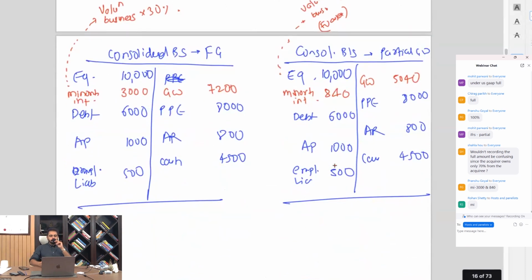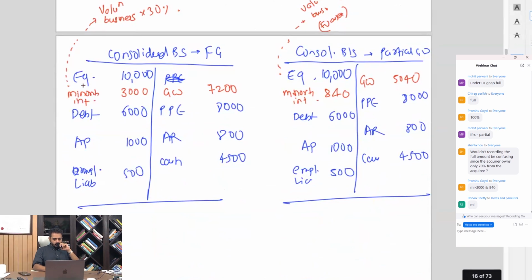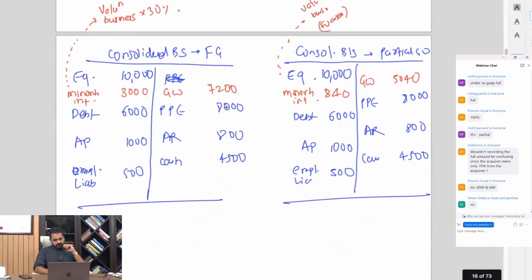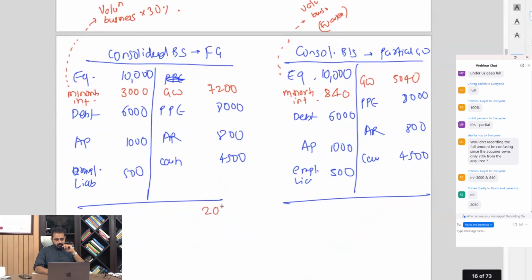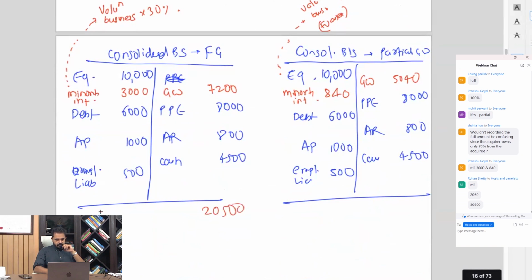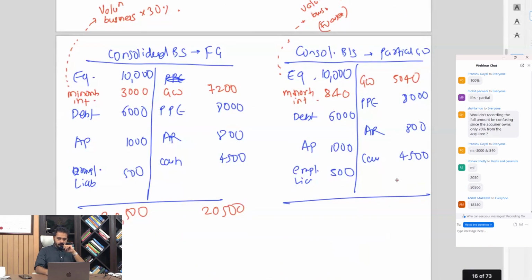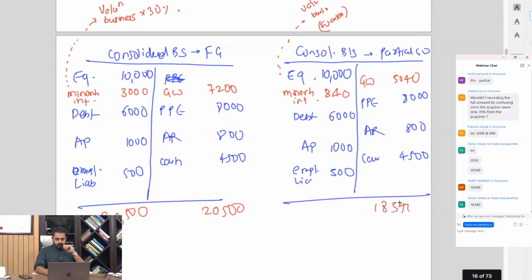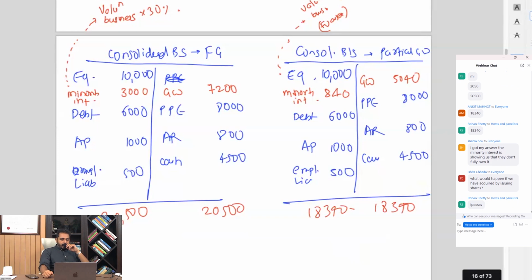And now we are done. If you take a total, the balance sheet will tally on both sides. Can you please help me take a total on the left hand side? How much is it? 8,160. And how much is the total here? Done. I pass or I struggle?